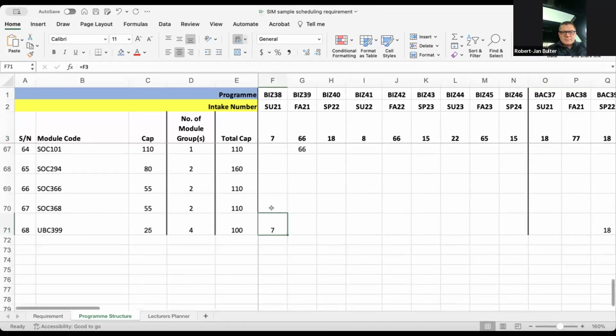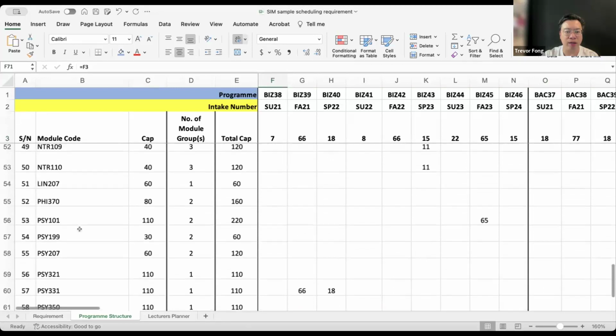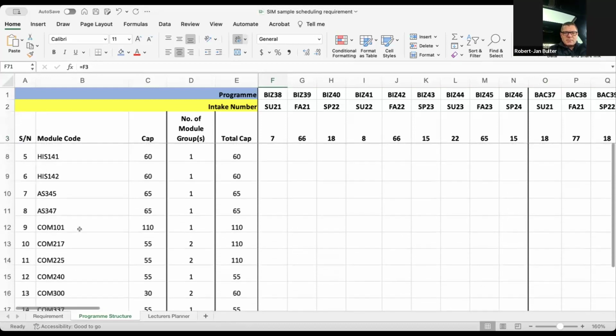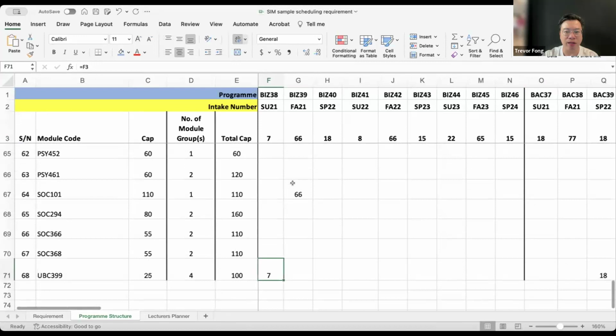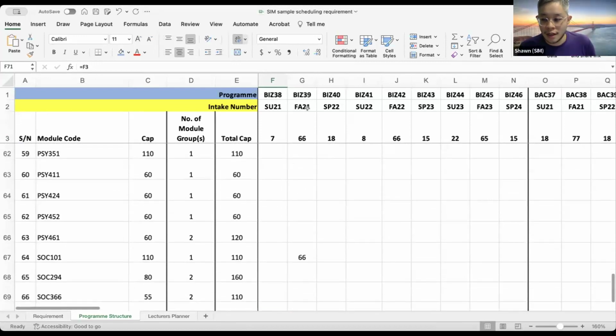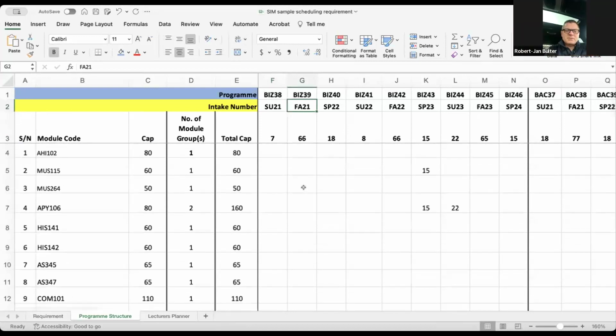That's all right. Yeah. So I see here under BIS 38, SU21, they are taking a module UBC 399, correct? Yes. That's the relation we make. Yeah, that's the relation. I got that. But only one module. Sometimes they might have more. Yes, for example, because it's their last term. Okay, that's we make the relation, no problems.